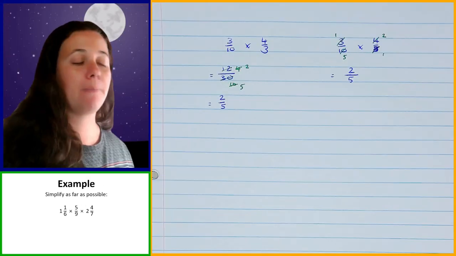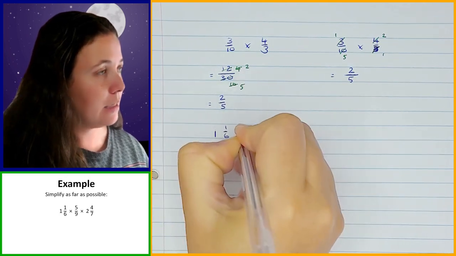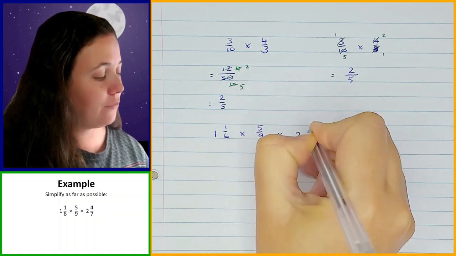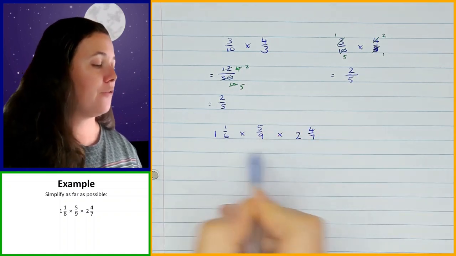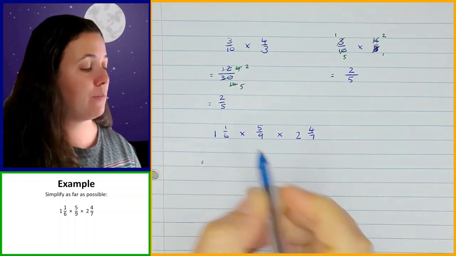Okay, so over here, I'm going to first write this down. I've got 1 and 1 sixth times 5 ninths times 2 and 4 sevenths. The first thing I'm going to do is I'm going to change all the mixed numbers to improper fractions.